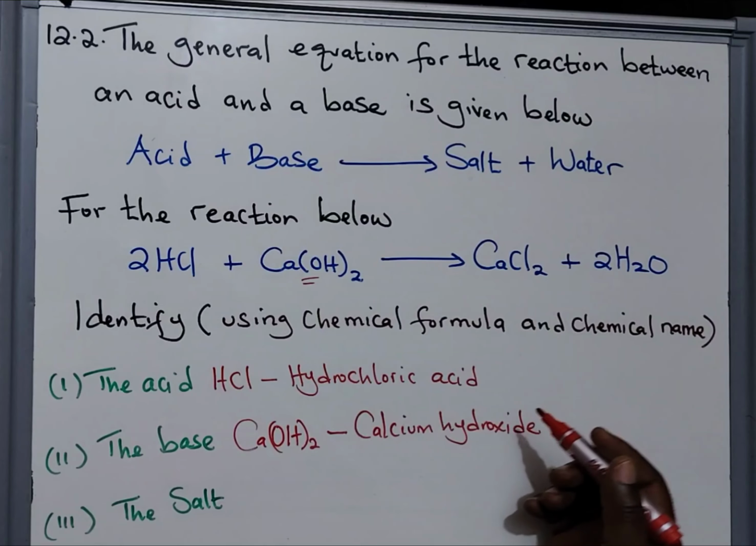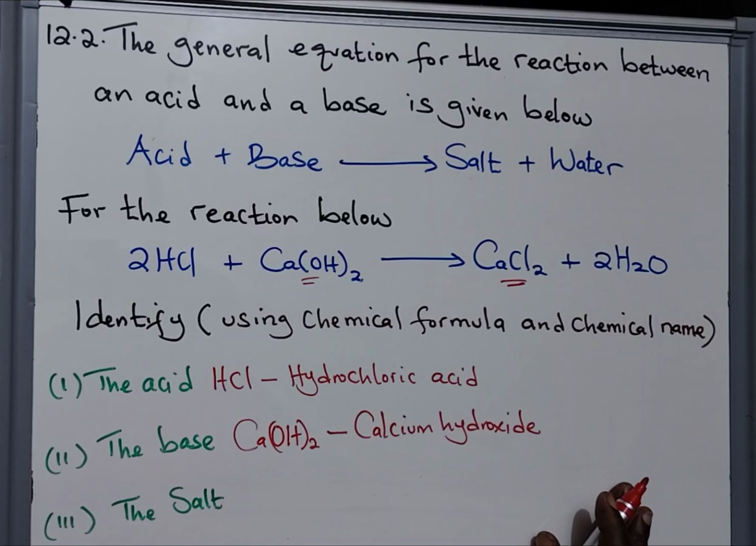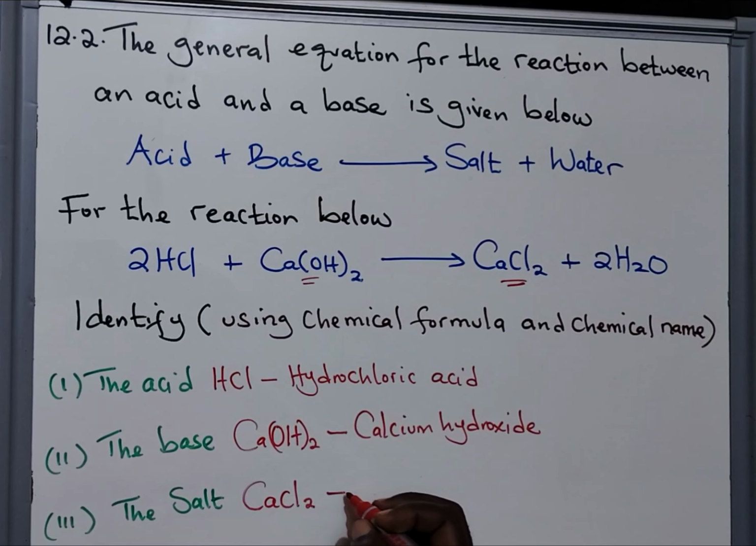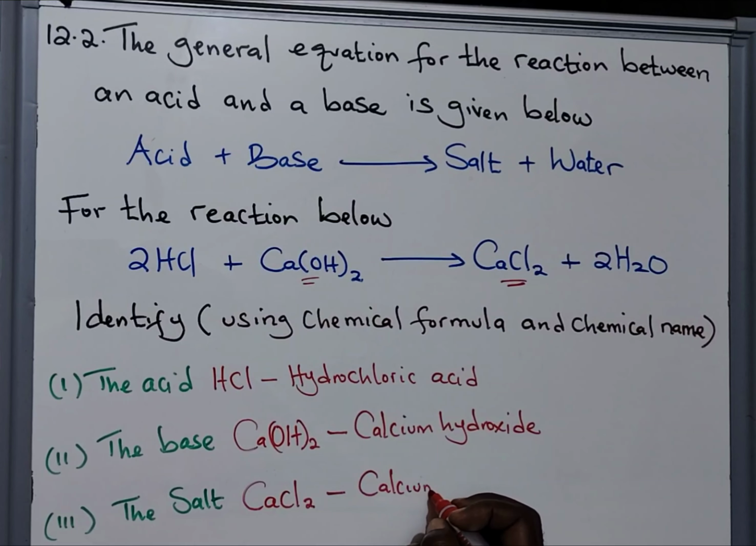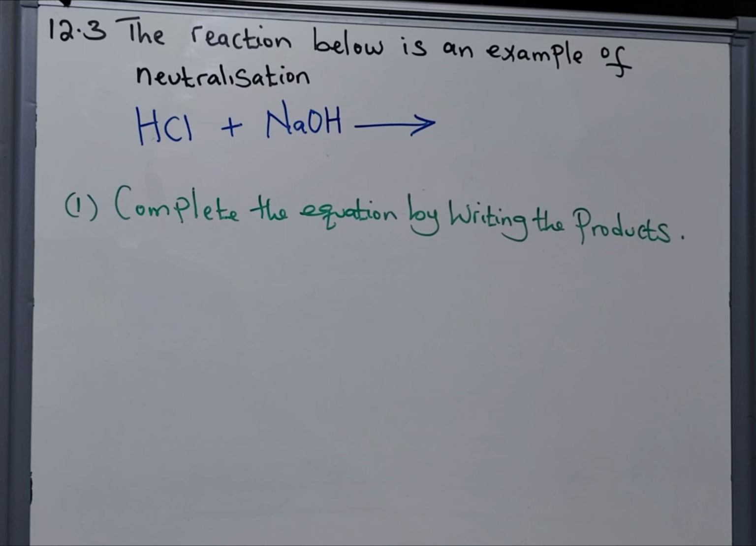Okay, then we come to the salt. Which one is the salt? This is the salt. And the chemical formula of the salt is calcium chloride. So this is the chemical formula, and the chemical name is calcium chloride.